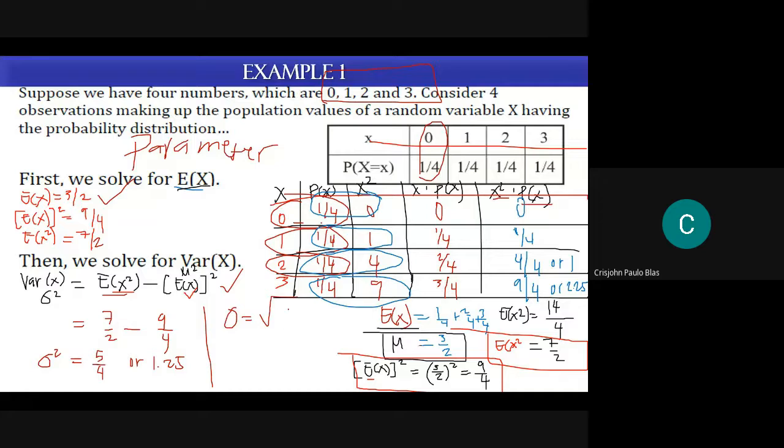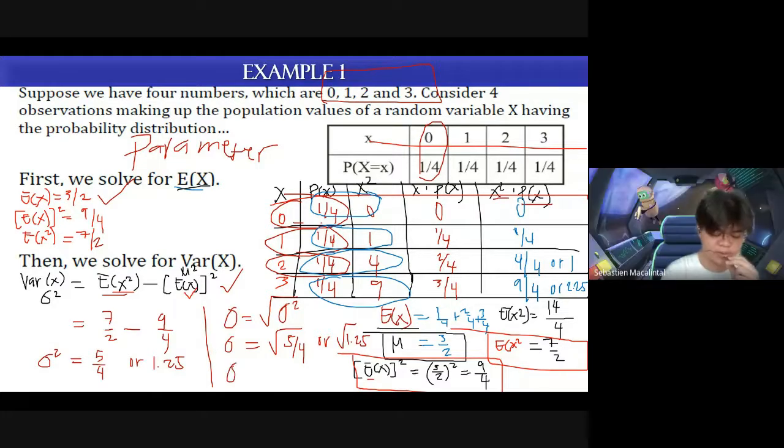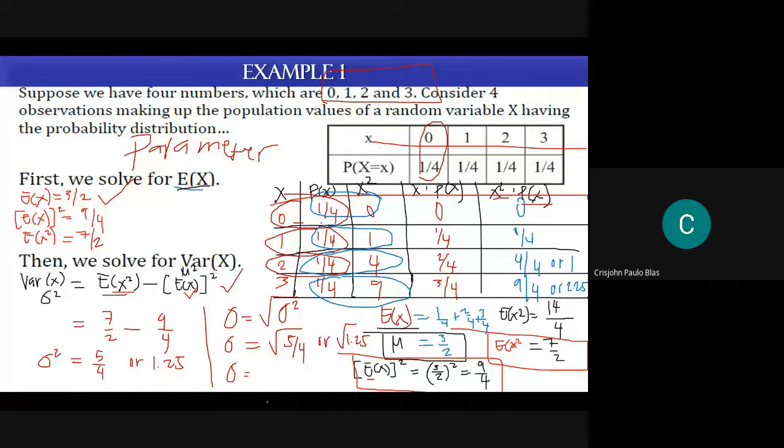Square root of the variance. The answer is square root of 5 over 4 or square root of 1.25. Anong lalabas dito? SD natin. Ano yun, Seb? Calculator mo? 1.11 po. 1.11. Okay. So, ayun. Ayan lang siya.